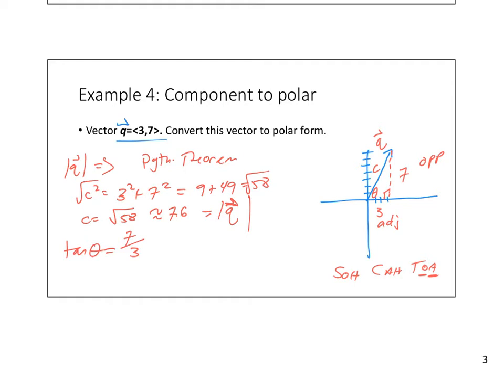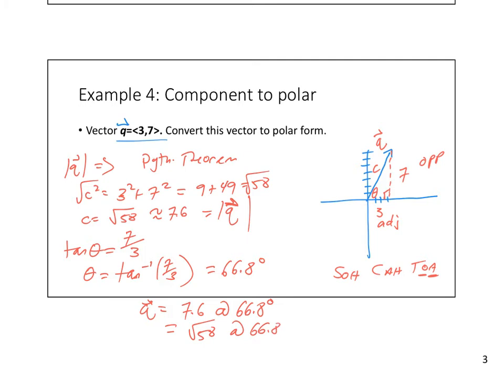And now to undo tangent, we use inverse tangent. So we'll have theta equals tangent inverse of 7/3. And remember, when we want to get an angle out, we're going to be using an inverse trig ratio. If we punch this into our calculator, making sure we're in degree mode, we will get 66.8 degrees. So vector Q is going to be 7.6 at 66.8 degrees, or if you want an exact answer for the magnitude, it would be rad 58 at 66.8 degrees. Okay, let's go on to examples 5 and 6, where the vector is not drawn in the first quadrant. So next page.